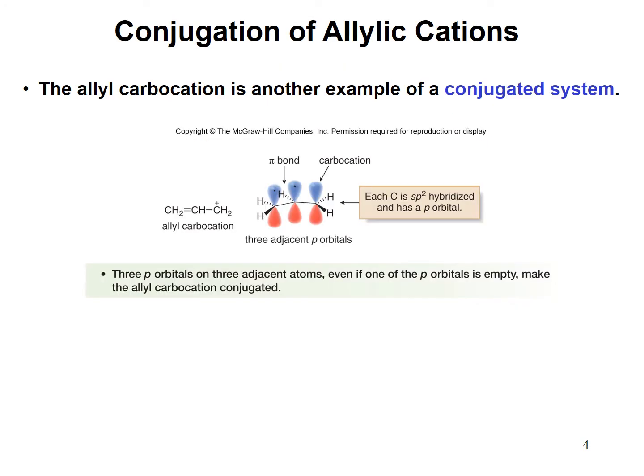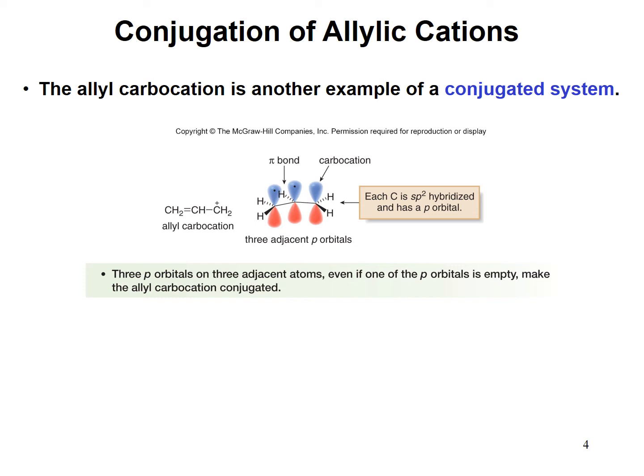As we look at conjugation, the easiest system to deal with is the conjugation of allylic cations. If we take a double bond and on the adjacent carbon put an sp2 hybridized carbon with an empty p orbital, we have an allylic carbocation. That allylic carbocation can undergo delocalization.